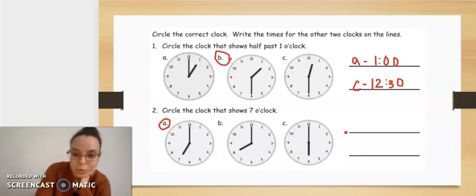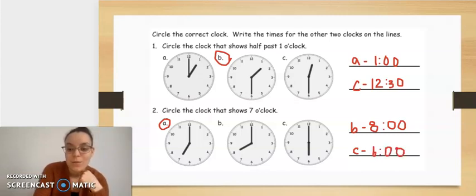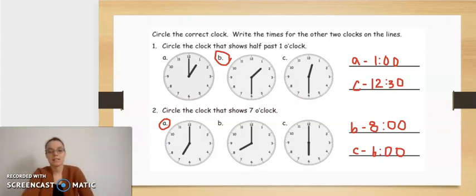All right, well, we need to write the times of B and C. What time does clock B say? 8 o'clock. And what time does clock C say? Remember, you look at the hour hand, the short hand, first. 6 o'clock. You guys are getting so good at telling time.